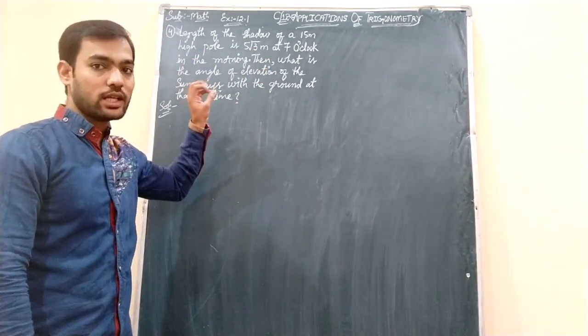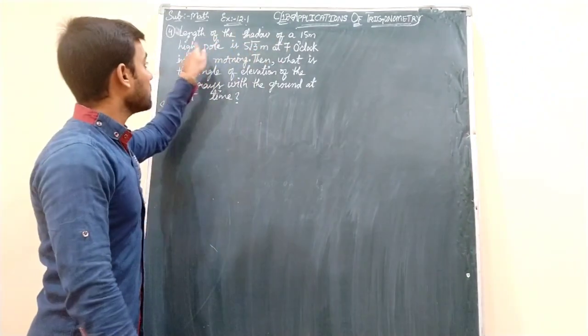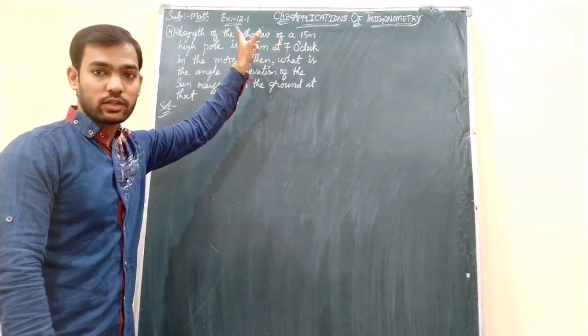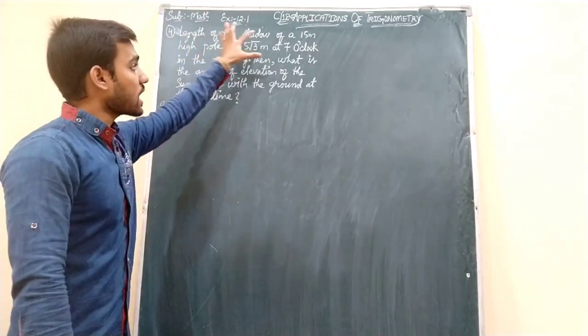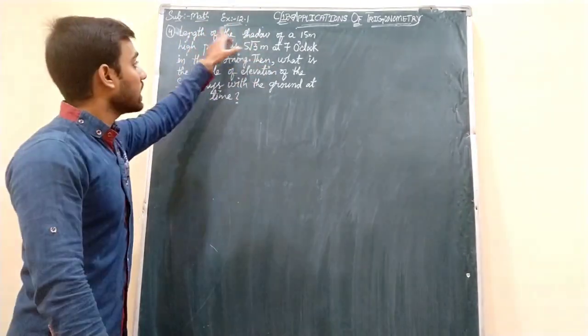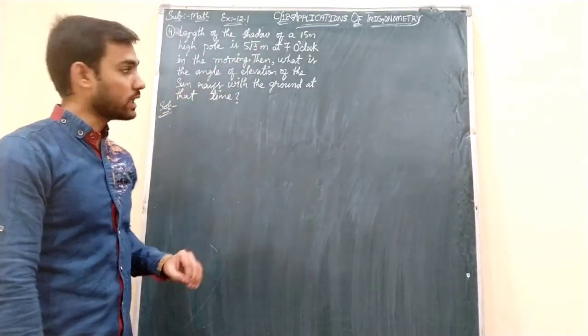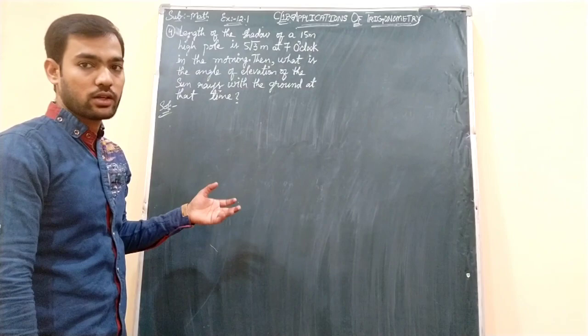This question, this statement needs to be understood first. Length of the shadow of a 15-meter high pole. 15 meter is not the length of the shadow. The length of the shadow of a 15-meter high pole. The height of the pole is 15 meters and the length of the shadow is 5√3 meters at 7 o'clock in the morning because of the sun rays, obviously.